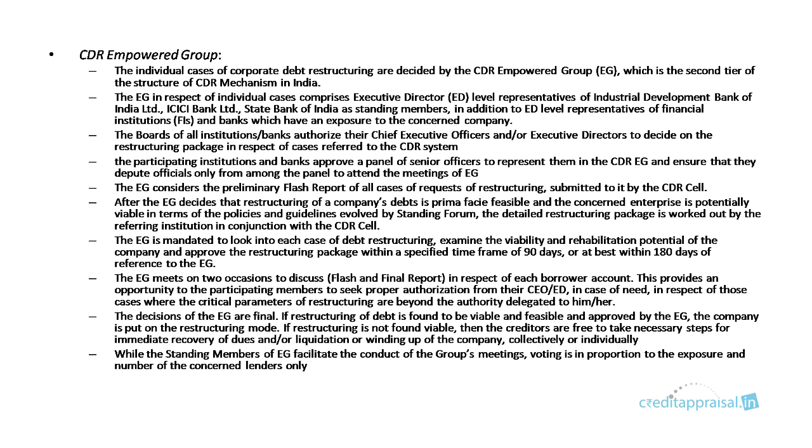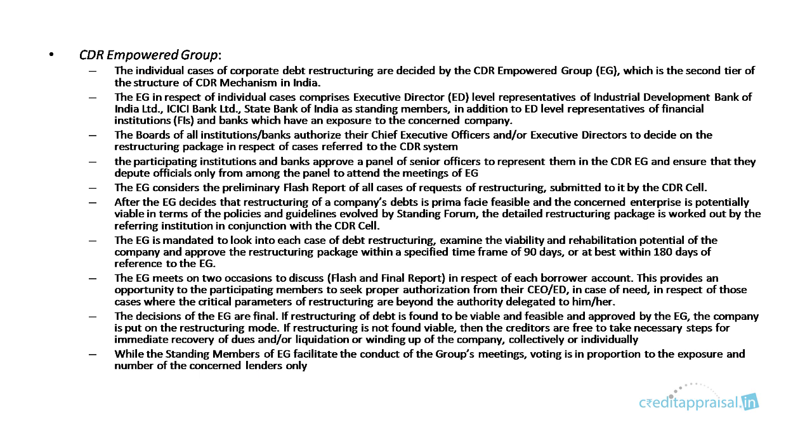Okay, so the EG will be meeting on 2 occasions. For every case, it will meet on 2 occasions: one, to discuss the flash report, and the other, the final report. This will provide an opportunity for the members to take proper authorization from the respective banks, the top level, CE or ED, in cases where critical parameters are beyond their authority. Okay, and remember that the decisions of the EG are final.